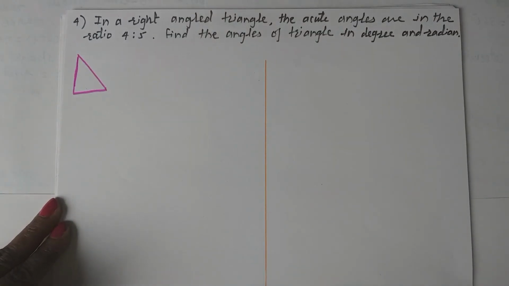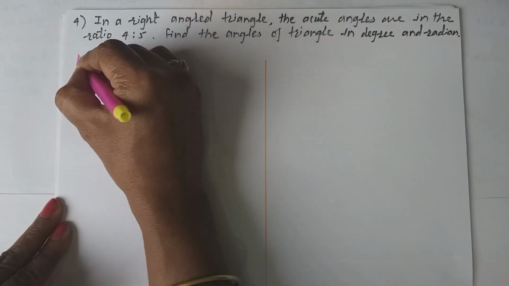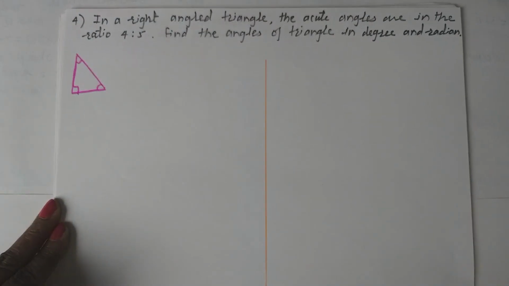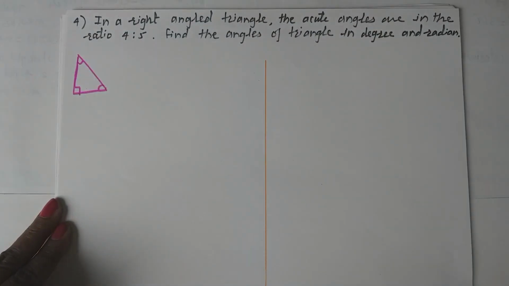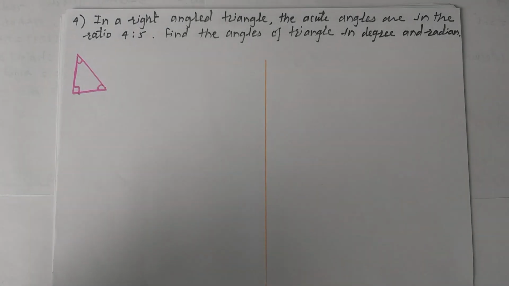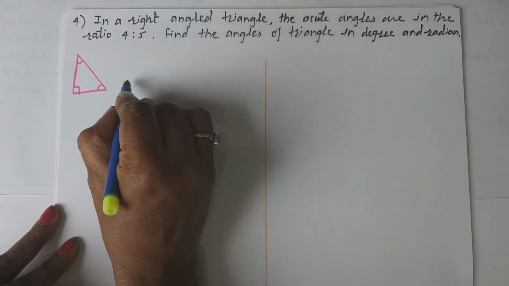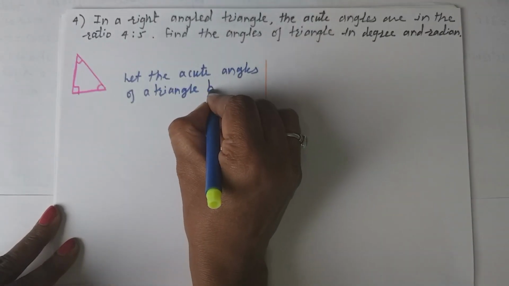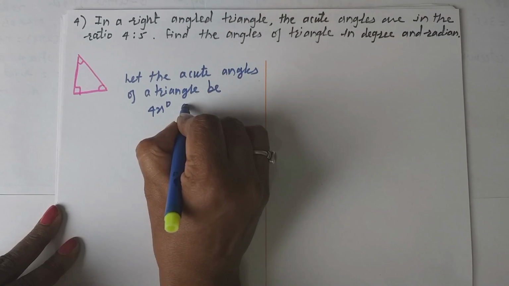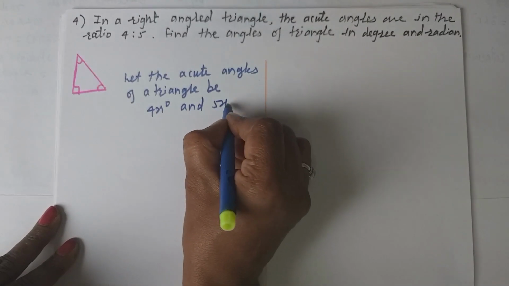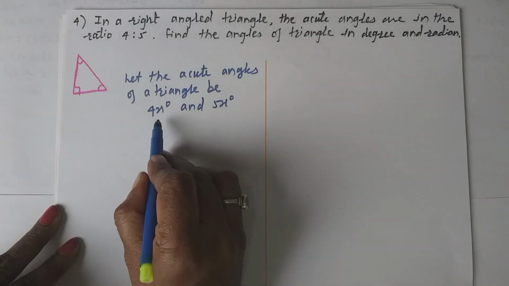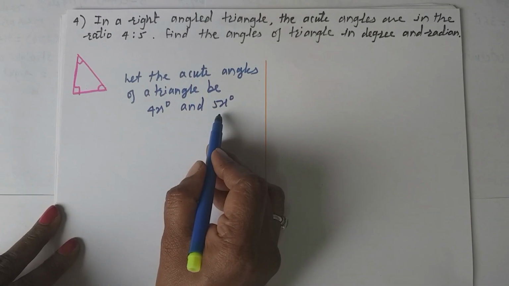The acute angles are in the ratio. See, which are acute angles? These two are acute angles. In a right angle triangle, this is 90 degrees, and the remaining two are acute angles. These angles are in the ratio 4:5. Therefore, let the acute angles of the triangle be 4x degrees and 5x degrees. Here angles are in the ratio 4:5. Therefore, suppose one angle is 4x degrees, another 5x degrees.